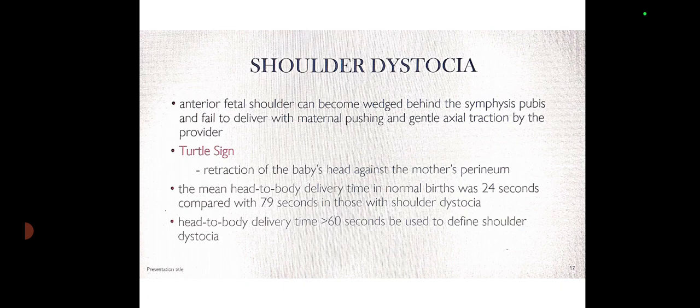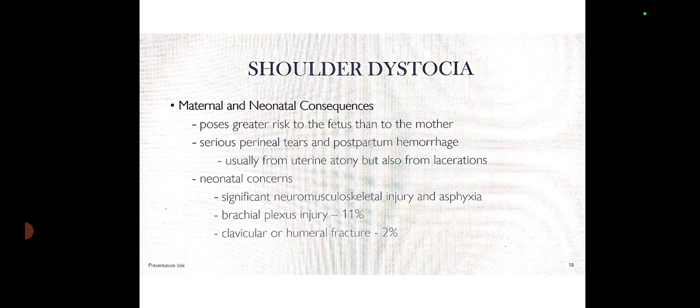Shoulder dystocia. Anterior fetal shoulder can become wedged behind the symphysis pubis and fail to deliver with the maternal pushing and gentle axial traction by the provider. Turtle sign. The retraction of the baby's head against the mother's perineum. The mean head-to-body delivery time in the normal birth was 24 seconds compared with 79 seconds in those with shoulder dystocia. A head-to-body delivery time greater than 16 seconds can be used to define the shoulder dystocia.